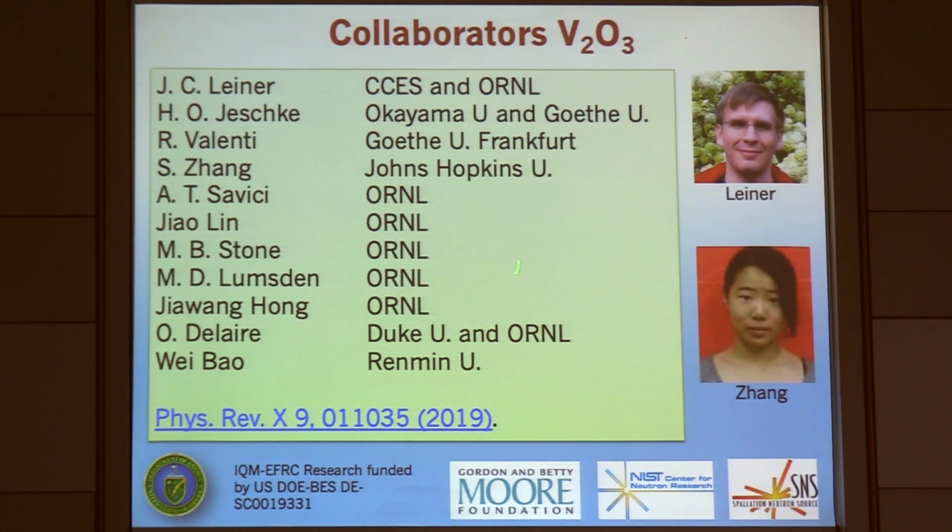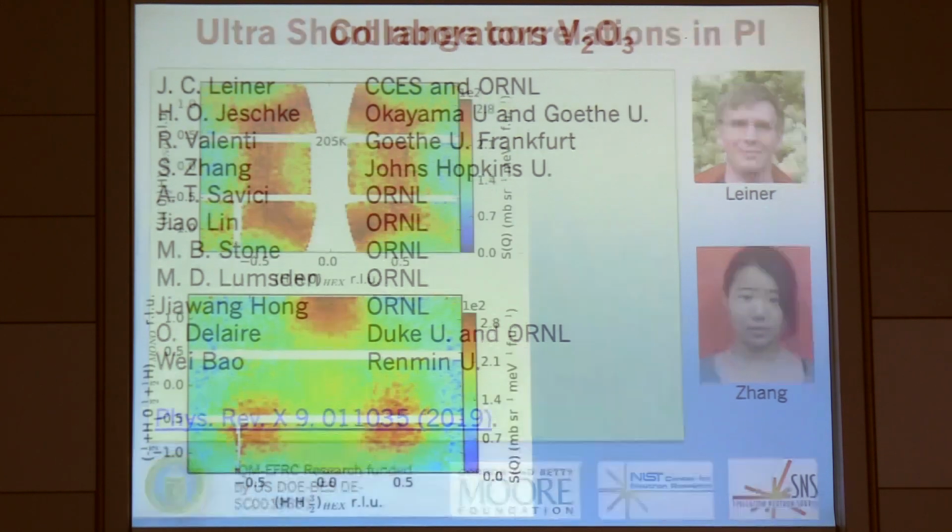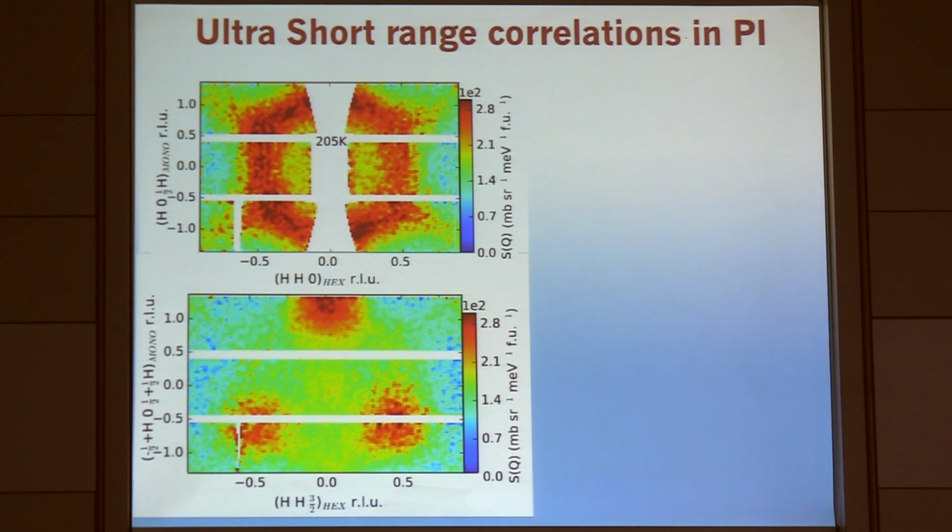This work was done by this group of people, and this was particularly John Leiner and Suzy Zhang did a big effort on it, and I also very much enjoyed working with Rosa Valenti and Harold Jeschke on trying to understand the nature of the exchange interactions. So this is actually a topic that we'd worked on for some time, and we were always puzzled by the nature of the paramagnetic insulating state in V2O3. And we had seen in previous work that the spin correlations are very short-ranged, even quite close to the transition.